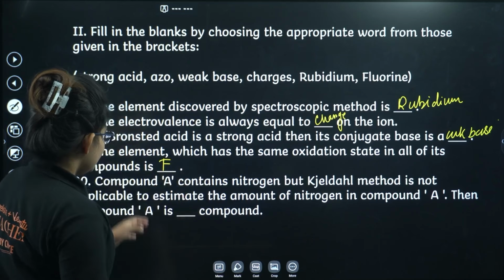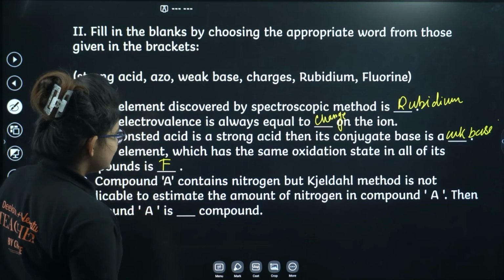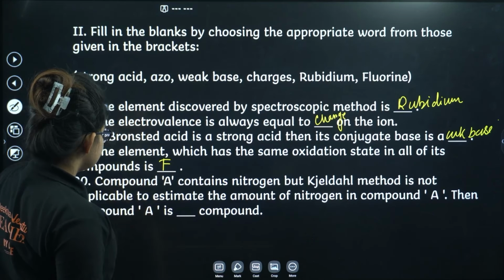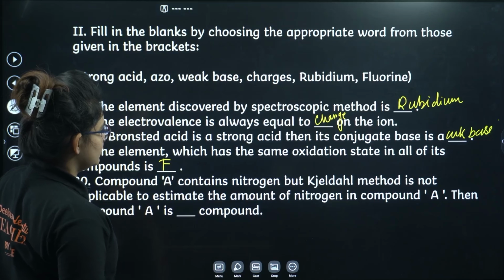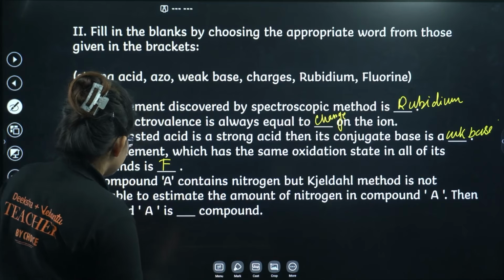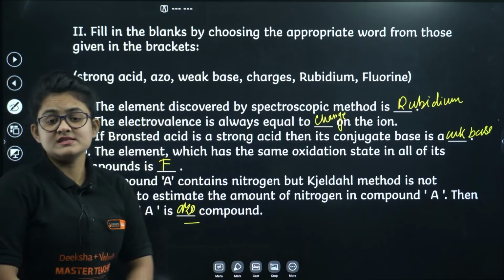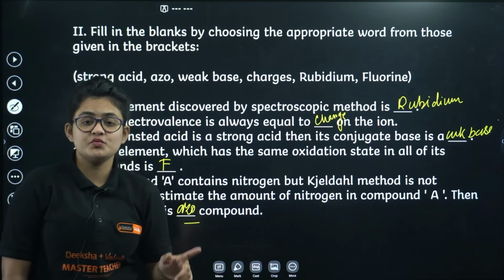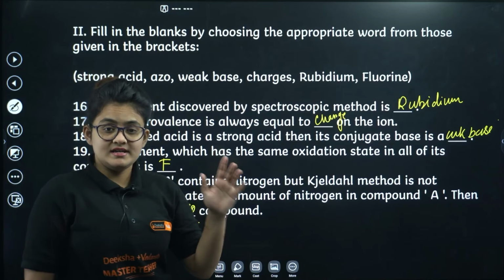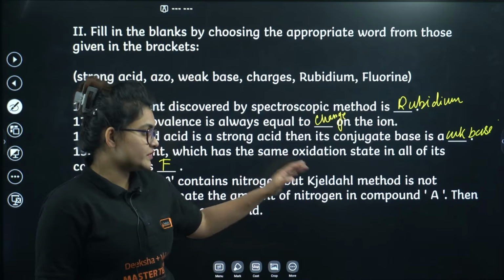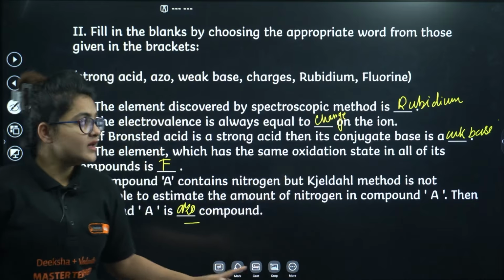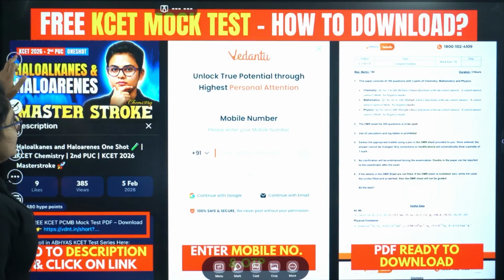A compound A contains nitrogen, but Lassaigne's method is not applicable to estimate the amount of nitrogen in compound A. Then compound A is an azo compound. Okay, because azo means a nitrogen double bond should be there. In that case, it's not possible for Lassaigne's method to detect nitrogen. Let's proceed further for the 2 marker.